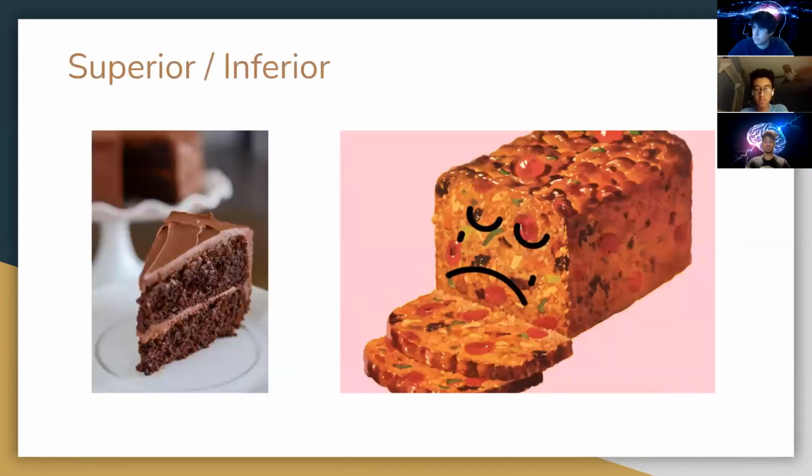So the first two coordinates we'll be talking about are the superior and inferior parts of the brain. Just as an example, for most people, chocolate cake, which is on the left, is tastier than fruit cake, which is on the right, which essentially makes chocolate cake superior and fruit cake inferior. So essentially, chocolate cake is better than, or above, fruit cake, and it's the same in the brain, as superior means above and inferior means below.